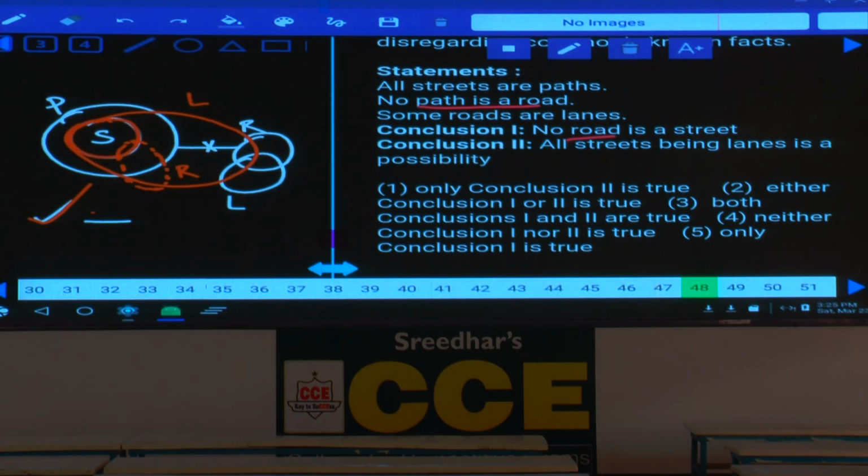It is possible. Hence both the statements are valid, and both the conclusions are also valid. Hence what is your answer? Choice 3 is the answer. Done with this? Question number 83: it is choice 3.